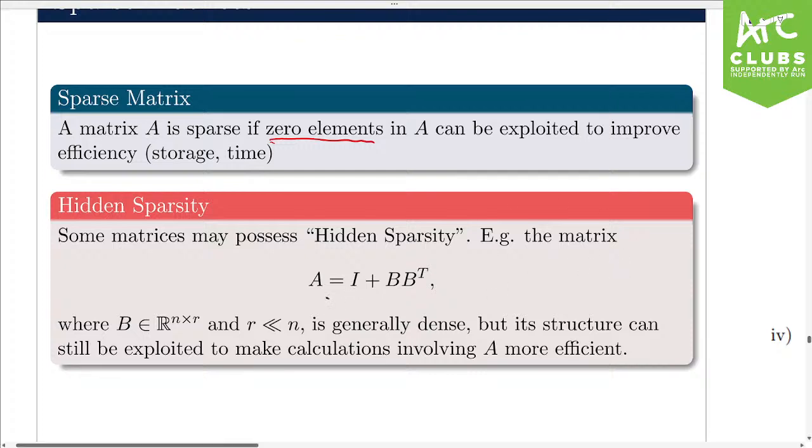So for example, something like this where B is a lot easier to store than A. It's generally dense, so if you actually expand this out, there's no guarantee that it's sparse, but its structure can still be exploited to make A easier to work with. So I think any matrix where you can exploit this structure can be called sparse.